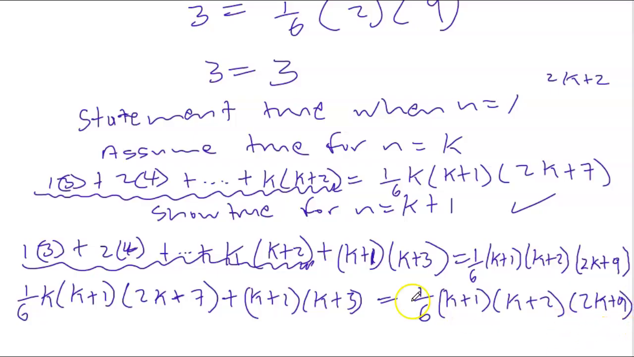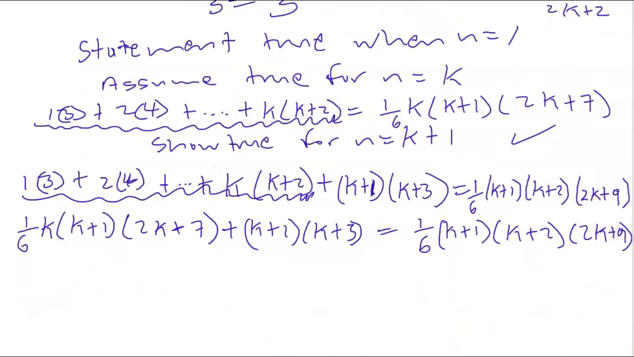And as I said just now, we want to show that both sides are the same. So we can do it one of two ways. Either we can factorize both sides, or we can expand the bracket. So the right hand side is already factorized. I'm going to factorize the left hand side.